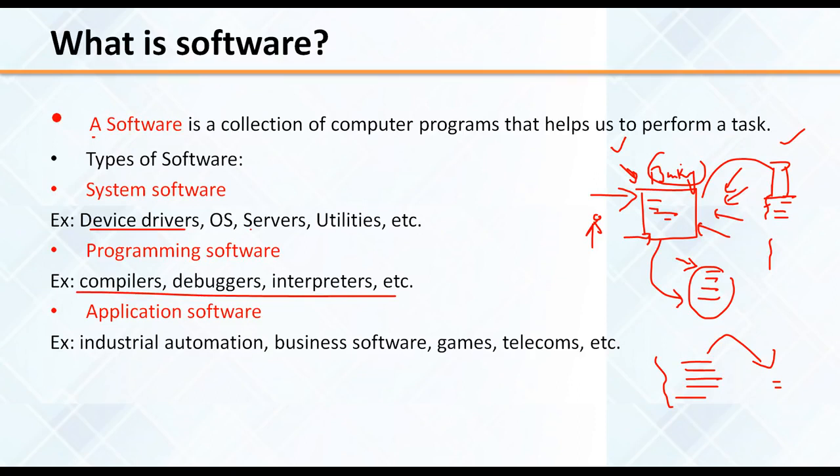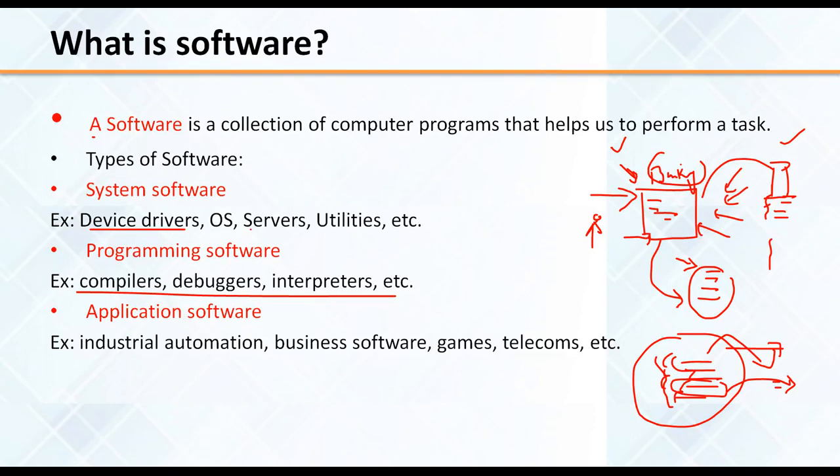Debugging means each and every statement will be gone through. A compiler will check all the statements at once and throw whatever errors we have. An interpreter will check line by line. If it finds any issue in a particular line, it will throw an error message. That particular job is done by the programming software: compilers, debuggers, or interpreters.